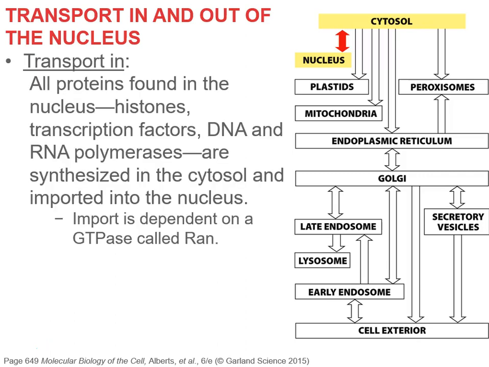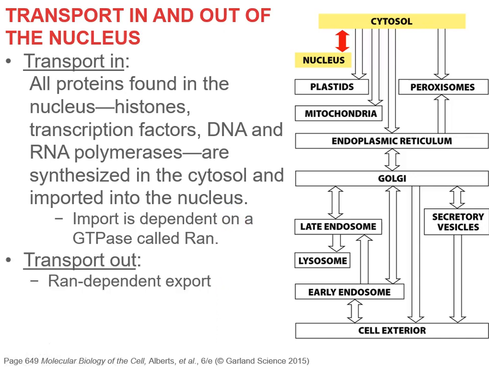If we want to go in to the nucleus, the kinds of proteins that need to go in, remember, protein synthesis occurs on the ribosomes in the cytosol. So once you make those proteins, then they have to get into the nucleus. So histones that bind to the DNA, transcription factors, DNA polymerase, RNA polymerase, all of those proteins that we talked about that are involved in DNA replication and transcription, they all have to get into the nucleus. So their import is dependent on a GTPase called RAN.